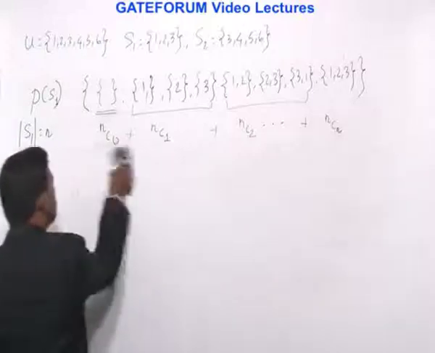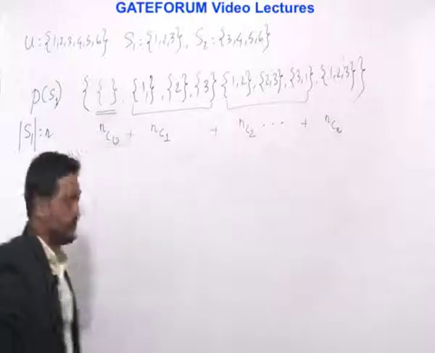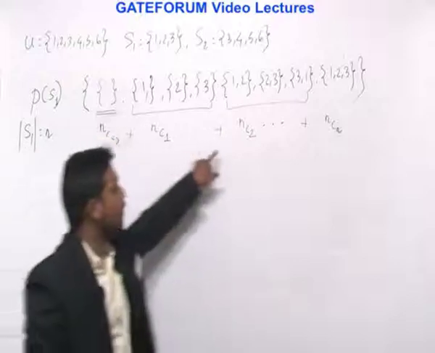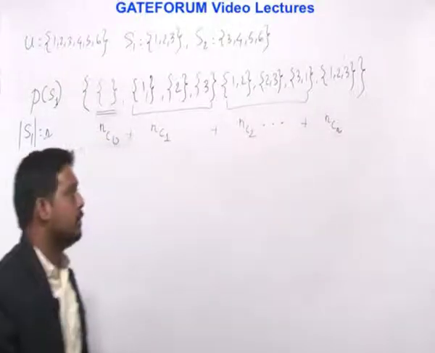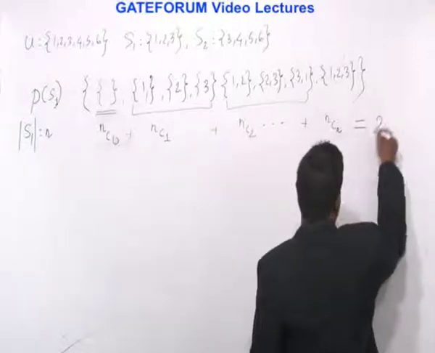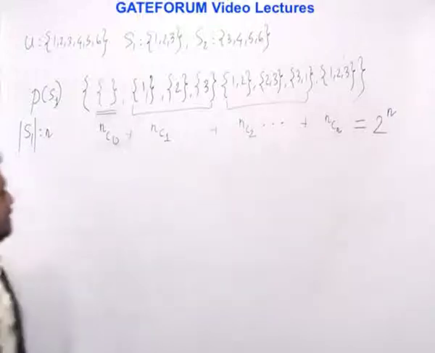So this is how you can select elements out of a given set S1 which consists of n elements, cardinality n. You can select NC0, NC1, NC2, and up to all elements: no element, 1 element, 2 elements, all elements. And this sum is equal to, as everyone is aware, 2 to the power n. NC0, NC1, NC2 up to NCn is a very common series.